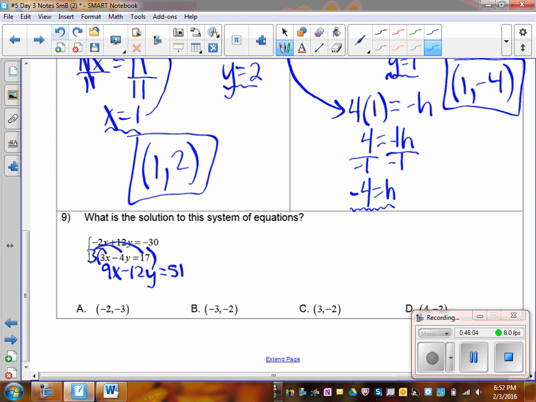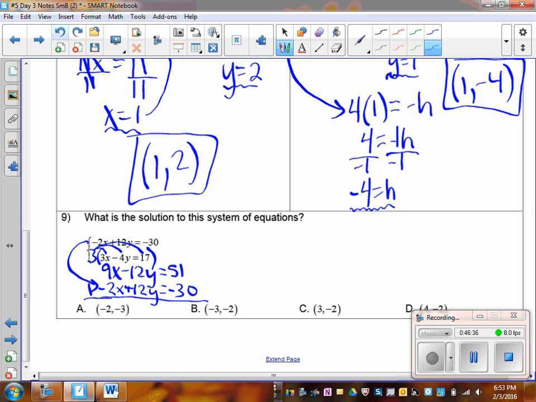Okay. Again, for our sake of not having so much in our way visually, I'm going to rewrite my equation from the top one. Okay, so I'm done with this guy. Here's my new equation, my 9x. And I'm going to rewrite the top one. So negative 2x plus 12y equals negative 30.